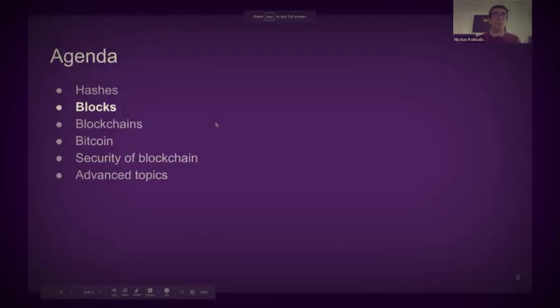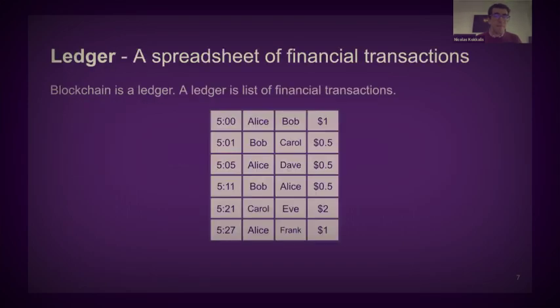Now, let's talk about blocks. To talk about blocks, I'll start talking a little bit about finance and ledgers. As you know from your finance classes, a ledger is essentially a spreadsheet of financial transactions. And why we're talking about ledgers is that the fundamental facility of a blockchain is essentially a ledger, a decentralized ledger. So that's why we're explaining ledgers right now. A ledger could look like this.